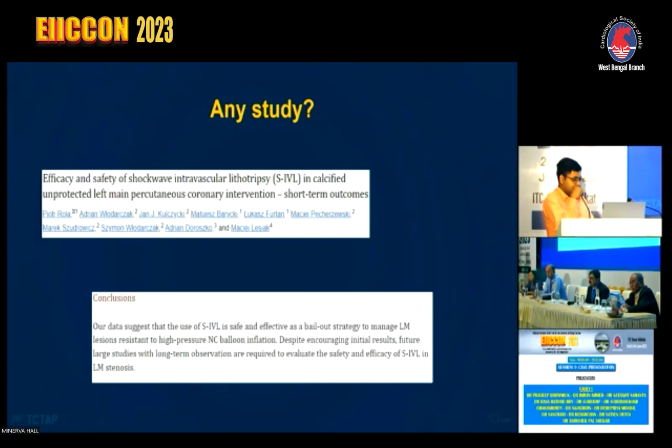And is there any experience on that? There is a small study with 16 patients of left main calcium where they used IVL and they gained good luminal area in 100% of cases. And the outcome was good.